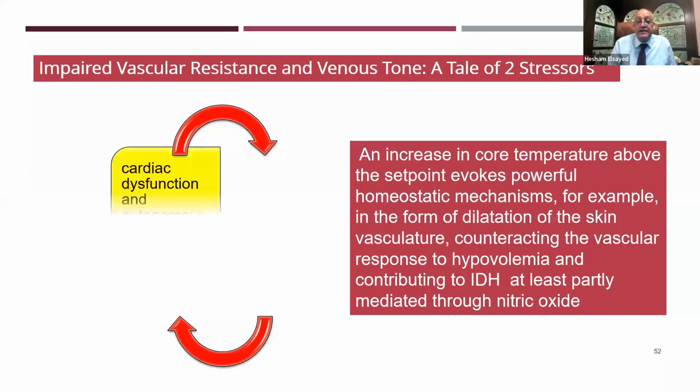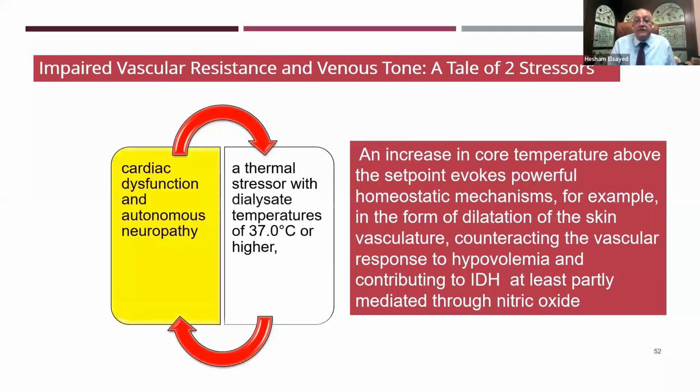Impaired vascular resistance, decreasing the venous return, like a thermal stress on the heart. If you are using a higher temperature, not an isothermic temperature, for the patient, we will induce venodilatation, decreasing the venous return and decreasing the cardiac output. So that's why cooling of the dialysate can improve the systemic circulation and improve intradialytic hypotension.